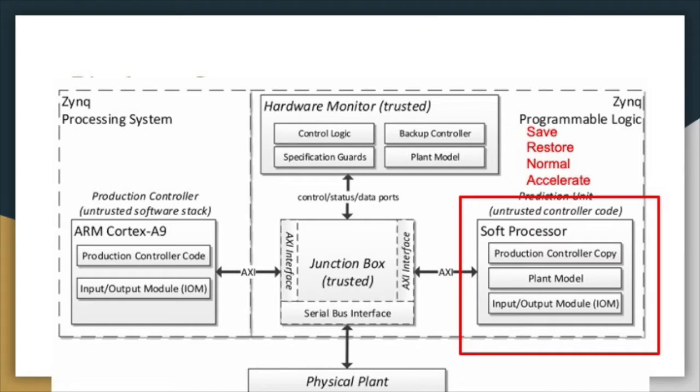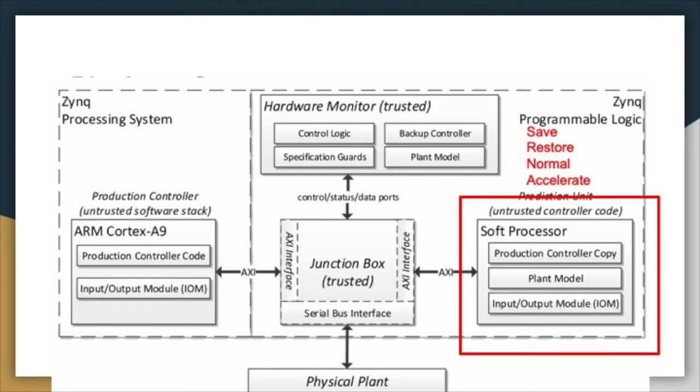The prediction unit has 4 modes of operation available. The save mode stores the current state of both the plant and the controller. The restore mode overwrites the current state with the last saved state. Normal mode runs the closed loop system of the plant and controller for 1 cycle. Accelerate mode runs the closed loop for a predefined number of cycles.